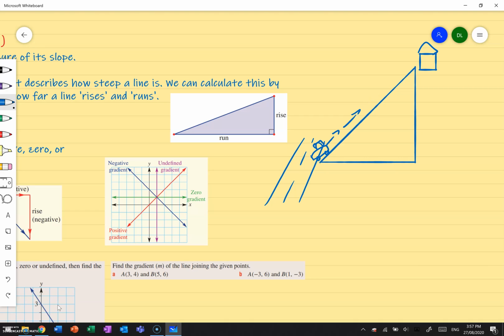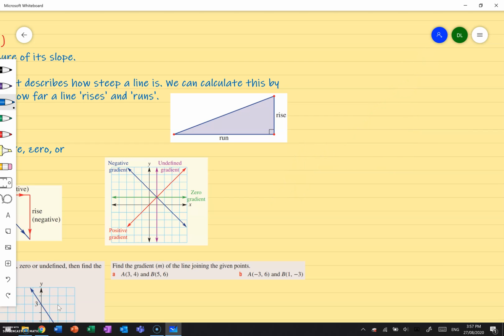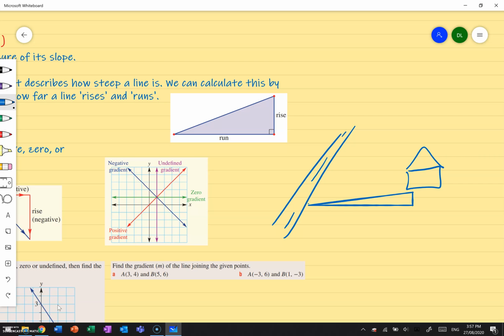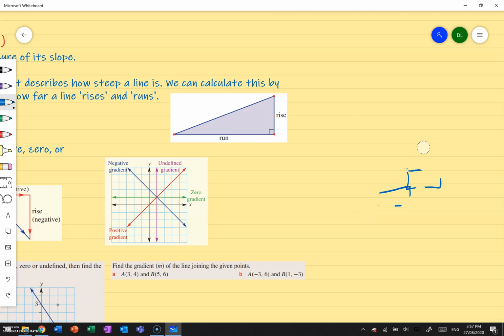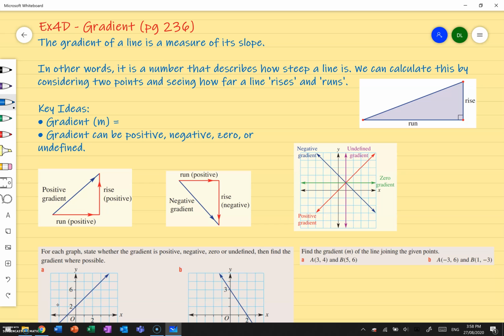On the other hand, if I draw my driveway like this, where my house is over here and the road's over here, and my driveway is super low gradient, then it might end up being so far away that the driveway is super, super long, in which case it's really annoying as well. So we actually apply the idea of gradient in real life. The gradient, once again, is how steep a line is.